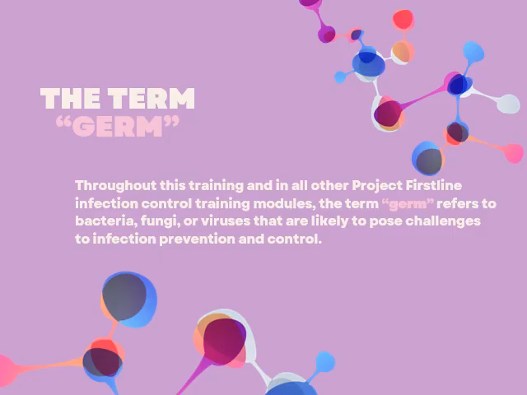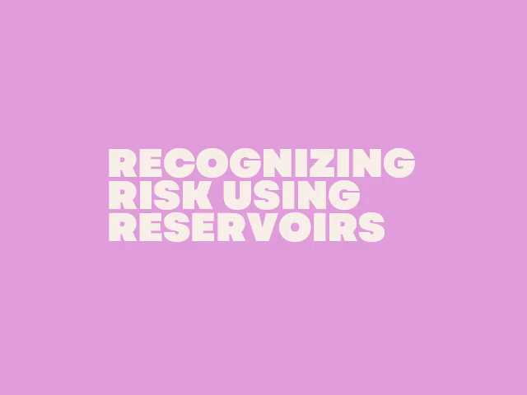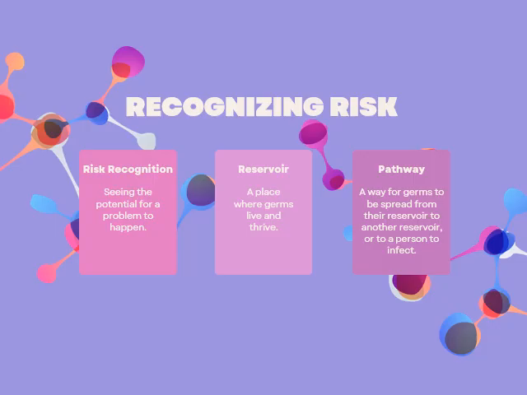Throughout this training and in all other Project First Line infection control training modules, the term germ refers to bacteria, fungi, or viruses that are likely to pose challenges to infection prevention and control. When we think about risk in infection control, we think about seeing the possibility that something bad might happen, that a germ could be spread and infect someone, and taking action to keep it from happening.